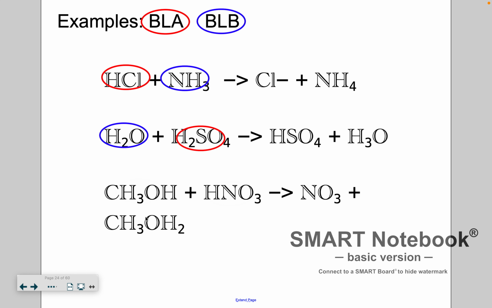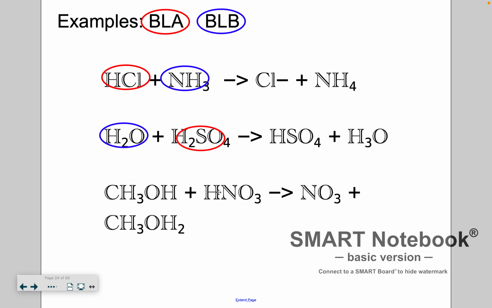All right, take a look at the last one here. Sorry, I couldn't fit it on one line. CH3OH plus HNO3 produces NO3 plus CH3OH2. So here you can see that my HNO3 becomes just NO3. It lost the proton, okay?